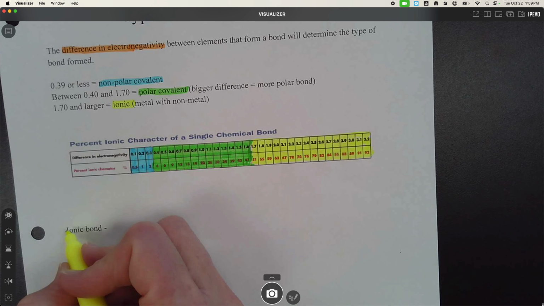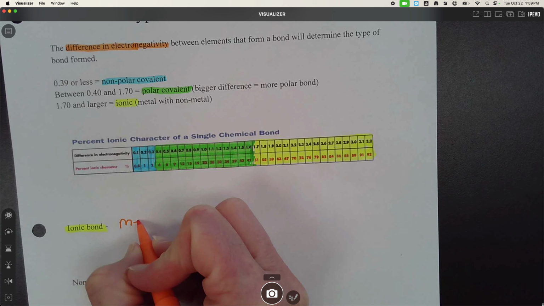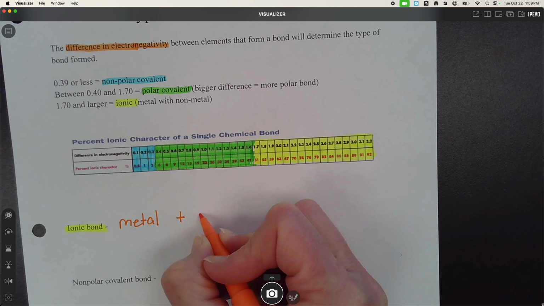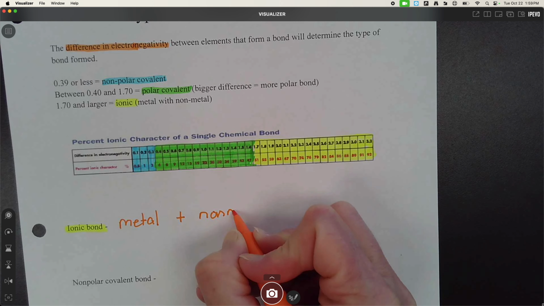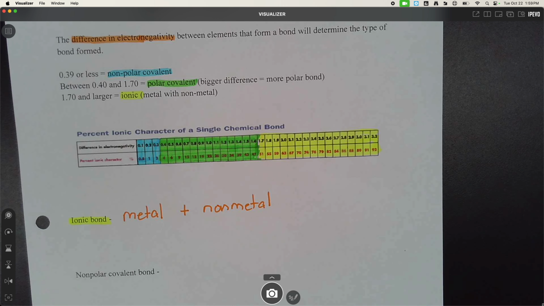Our first possibility is that we have an ionic bond. An ionic bond is actually very easy to recognize. You don't even have to do any calculating to figure out if you have an ionic bond, because an ionic bond is what you get when you have a metal and a nonmetal. That's always been the case. We aren't changing the rules at all.